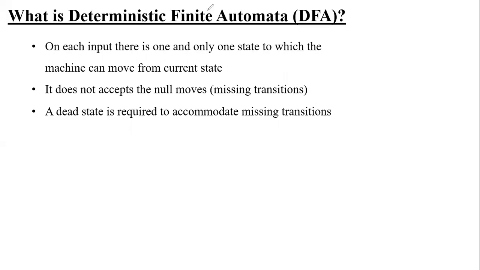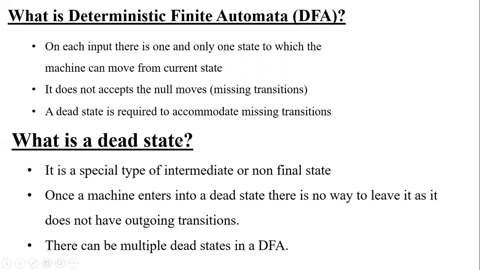Now, the question is, what is a dead state? A dead state is a special type of intermediate or non-final state. Once a machine enters into a dead state, there is no way to leave it, as it does not have outgoing transitions. So if there is no outgoing transition, it means we cannot move out of the state. We can only come into the state. So once we are inside the state, we will remain within that state, and there is no way that we can move to the final or the accepting state. That's why the state is called a dead state.